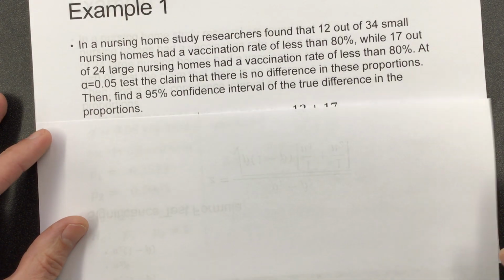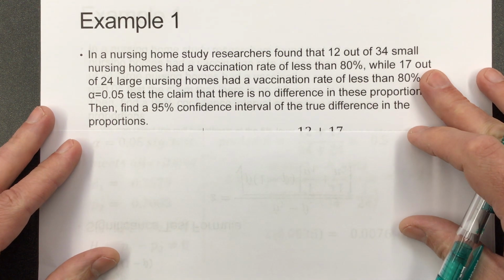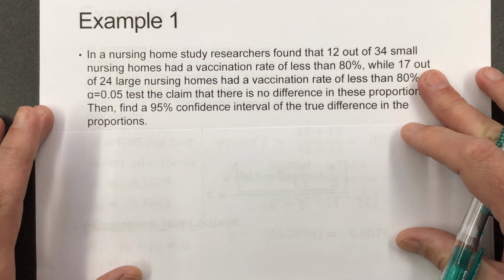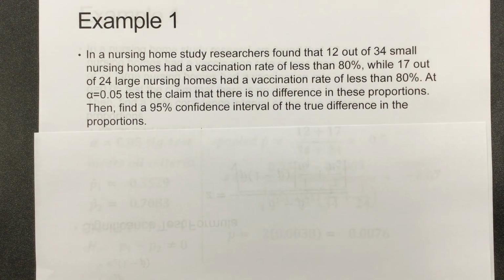All right. Let's try a problem. Okay, so in a nursing home study, researchers found 12 out of 34 small nursing homes had a vaccination rate of less than 80%, while 17 out of 24 large nursing homes had a vaccination rate of less than 80%. At a 5% significance level, test the claim that there is no difference in these proportions. Then find a 95% confidence interval of the true difference in the proportions.